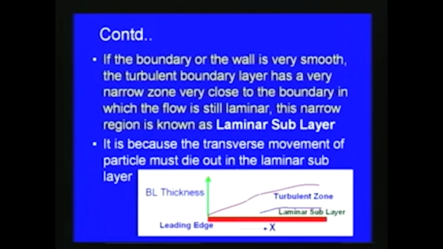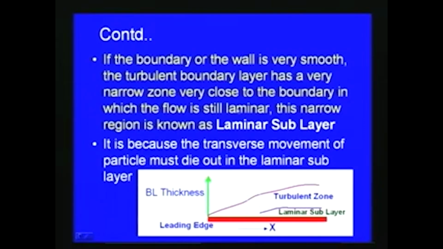So, now if the boundary of the wall is very smooth, as I mentioned, the boundary layer formation and also its stability and its development depend upon whether the surface over which the flow takes place is smooth or rough. So, if the boundary or the wall is very smooth, the turbulent boundary layer has a very narrow zone very close to the boundary. So, as we can see, when the surface is very smooth, we will have a very narrow boundary layer. A narrow zone very close to the boundary in which the flow is still laminar. This narrow region is known as the laminar sublayer.